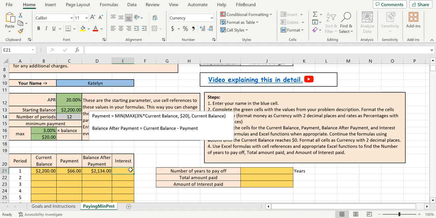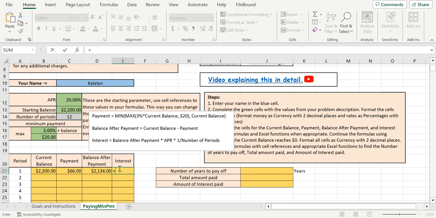All right, now the interest. The interest formula is following the simple interest formula. So we are taking the P times R times T. The principal amount is the balance after payment. The R is our annual percentage rate. And then we're going month by month. So our time is 1 month, or 1/12.